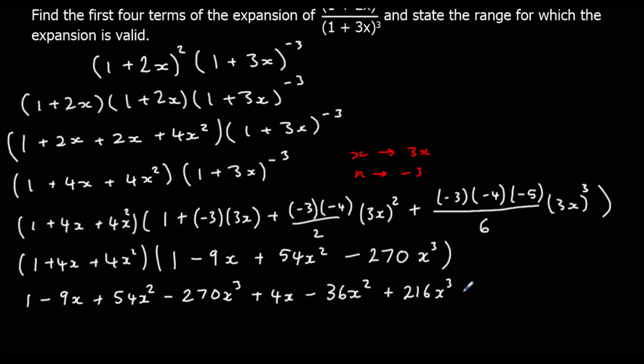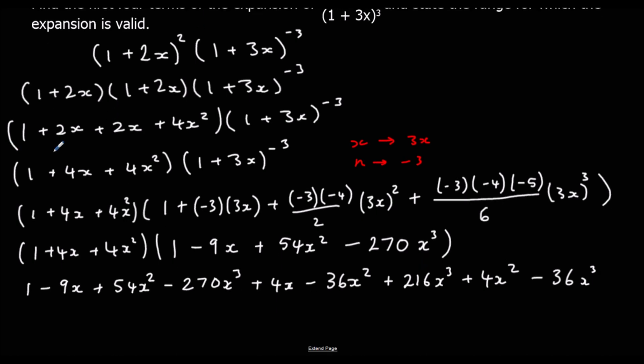4x squared times 1 is 4x squared. 4x squared, also 4 9s. 4 9s are 36 again. Positive times a negative is a negative. So take away 36x cubed. And again, the next term will be to the power of 4. We don't need it, so we're going to leave it.